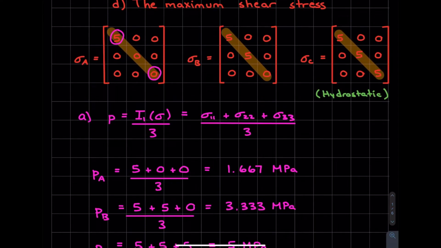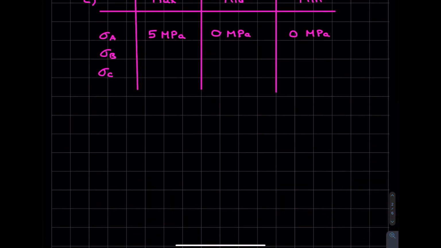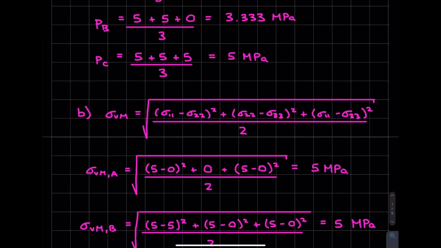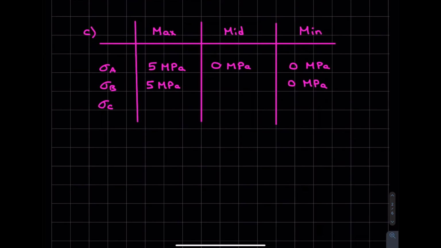Come up to the top here. Now we're looking at sigma B. The maximum is the same as before, where our largest value is going to be 5. And we look at our minimum value, we find that that is equal to 0. So I come down here and say the maximum value, just like before, is 5 MPa. And the minimum value was 0 MPa. And the remaining value, the middle value, is going to be 5 MPa.